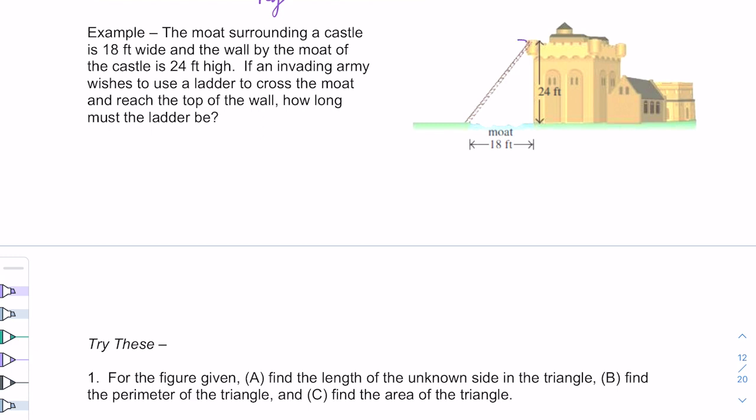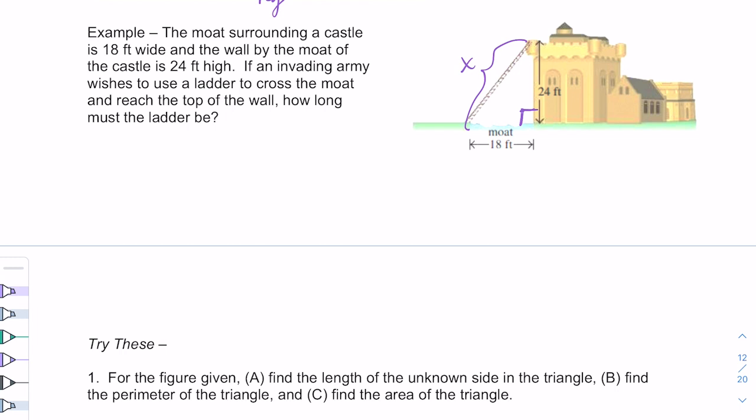So I'm looking for the length of this ladder, which we'll call x. Here's your right triangle. That's your right angle right there. I know that's making a 90-degree angle. The actual wall of the castle and the ground. So if I want to find the length of the ladder, what is the minimum length it should be to reach the top?